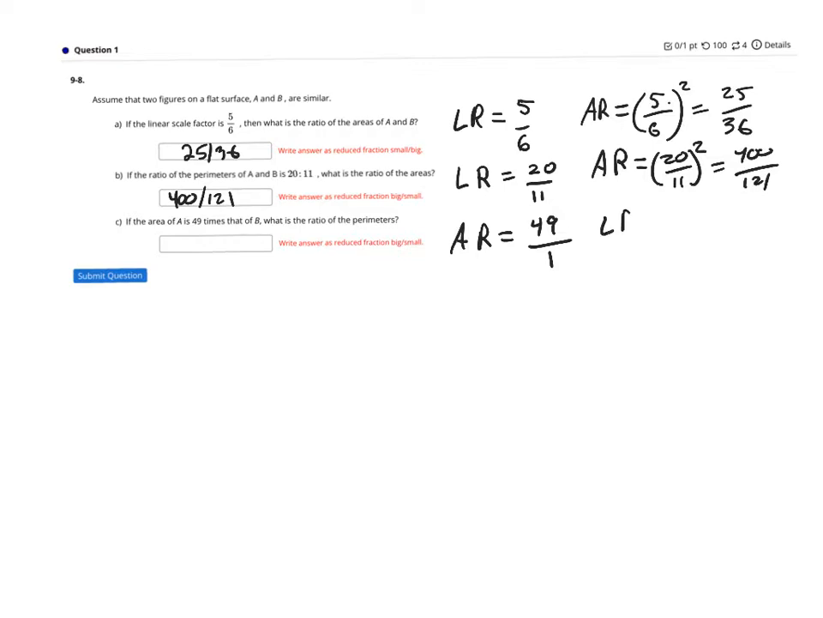To find the linear ratio, you need to do the square root then of the area ratio. So the square root of 49 over 1 is the square root of 49 over the square root of 1. The square root of 49 is equal to 7. The square root of 1 is 1. So that ratio is 7/1.